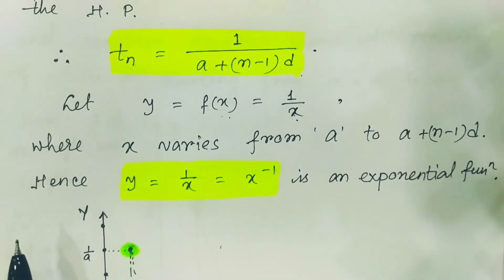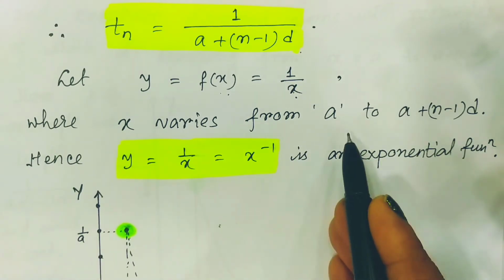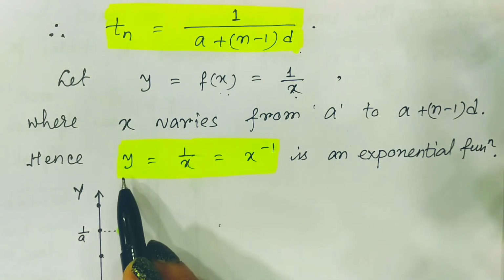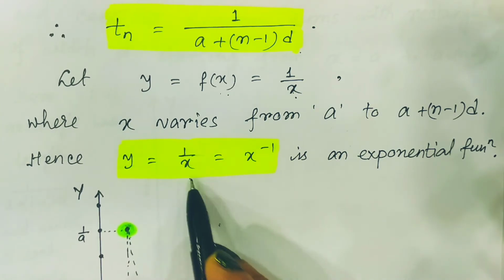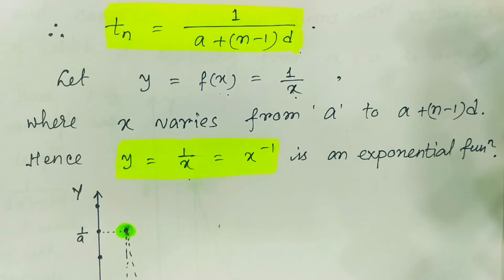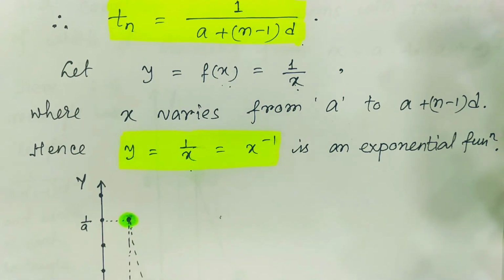So we can say that the function here, X varies from A to A plus n minus 1 into D. Hence we can say Y is equal to 1 upon X, that is X inverse, which is an exponential function too. This one is the inverse function and that is definitely an exponential function too.